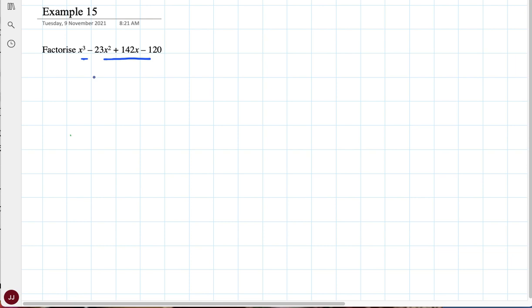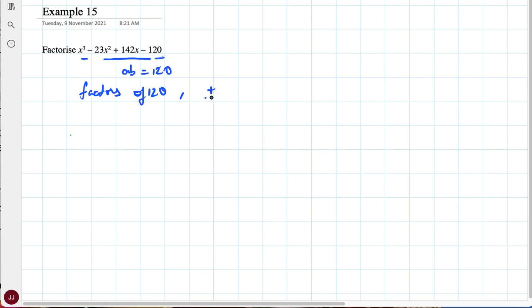The factor theorem method is we have to find the factors first. So here the constant is 120, right? So we have to find the factors of 120, so we can reduce the iterations. Otherwise you have to try everything. So we can reduce our iterations by finding the factors of 120.